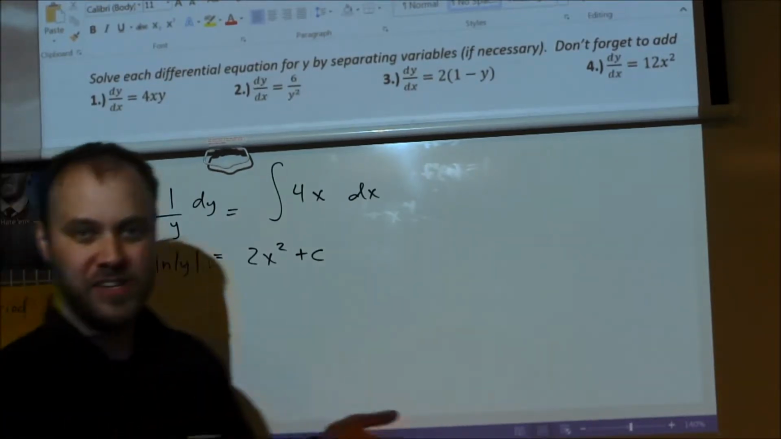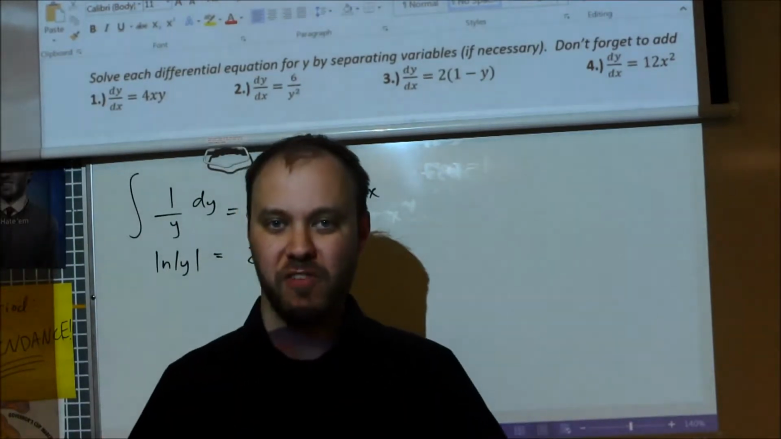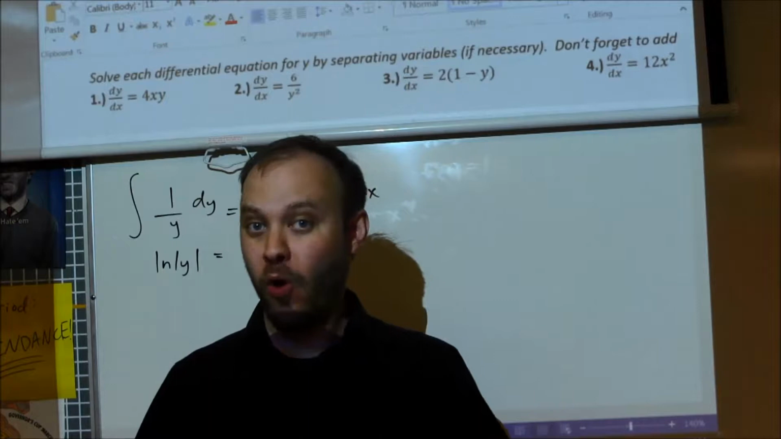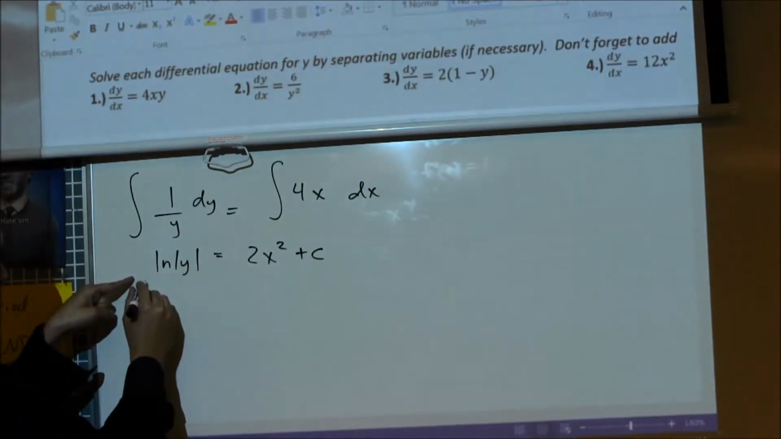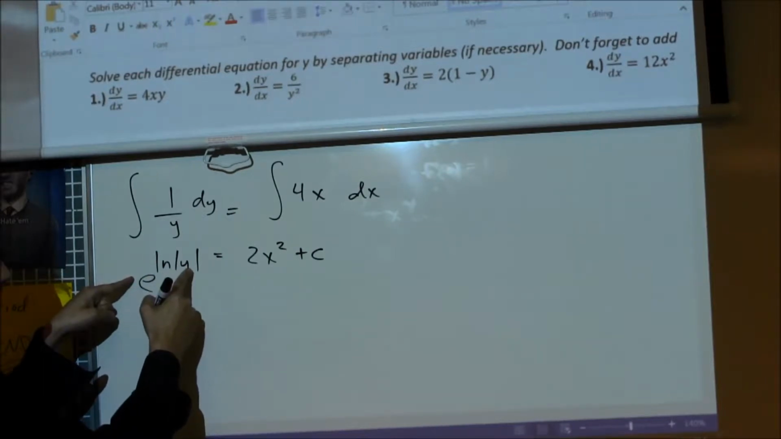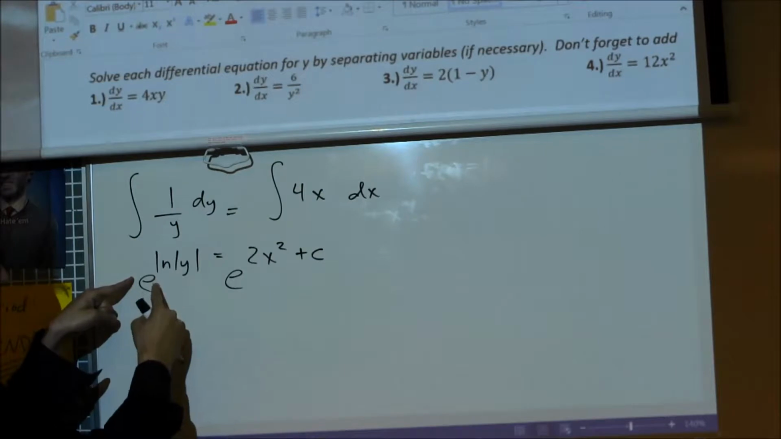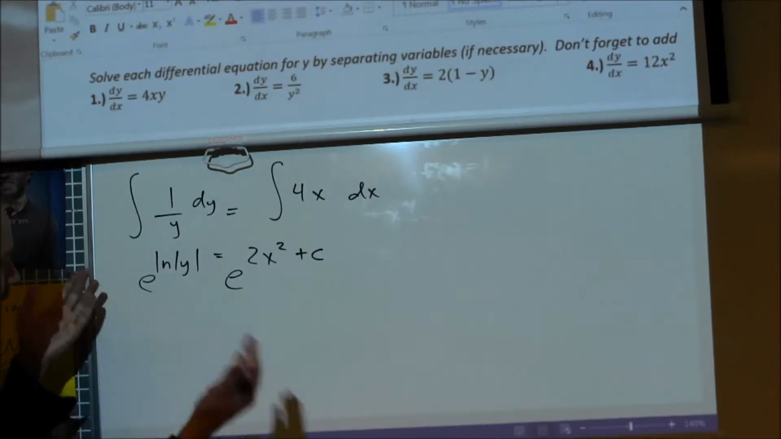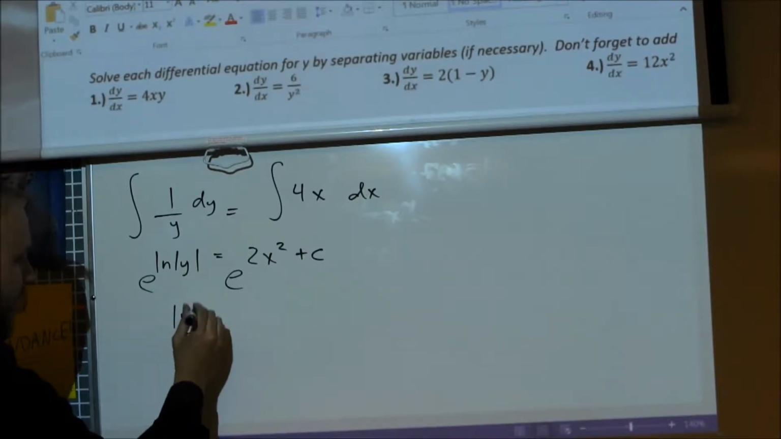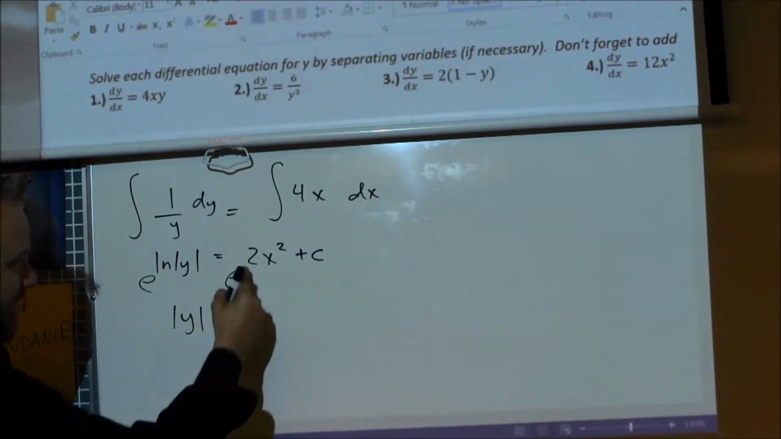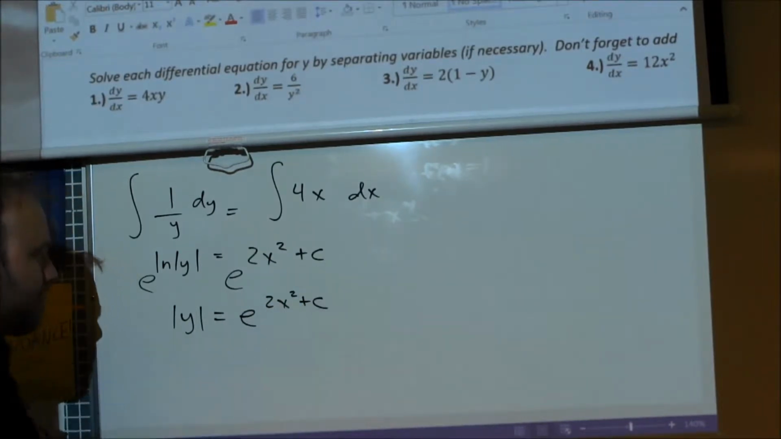So there are a couple different ways you can handle that. You can write that as the log base e of y, and you can convert everything over to exponential form. Or if you prefer, you could just take e to the natural log of y power, and then of course you would have to raise e to that power as well. E to a natural log power, those two things are inverse functions, they offset each other. I just end up with the absolute value of y equaling e to the 2x squared plus c.